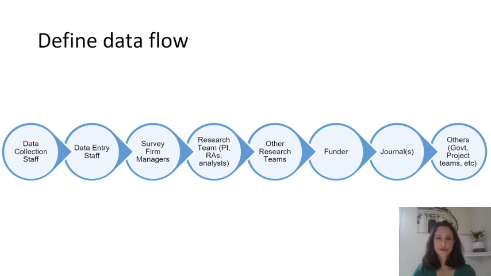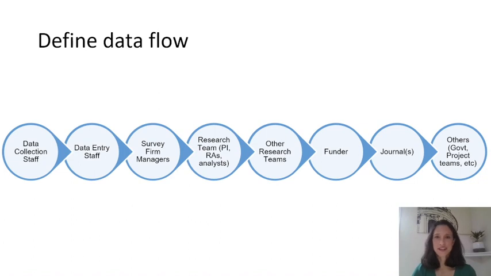So I just want to walk through, at least in my experience, a basic general sense of data flow across multiple data handlers. A lot of my experience, again, is in this field-based survey work where we're collecting primary data in the field. We have data collection staff, data entry staff, survey firm managers who are responsible for data collection. And that data then moves to the research team, principal investigators, research assistants, other analysts, and sometimes those teams can be quite large. And of course, those are the main data handlers within a primary study.